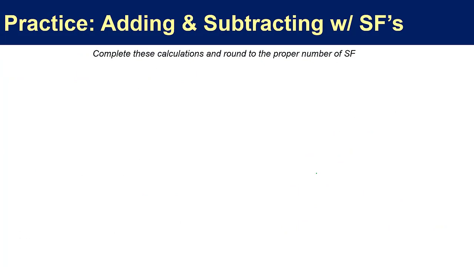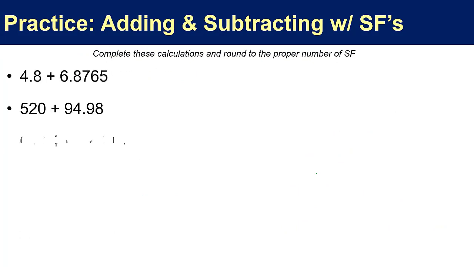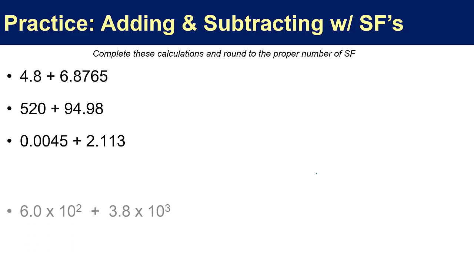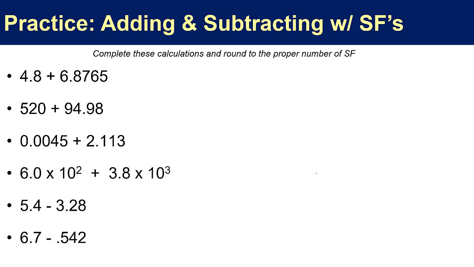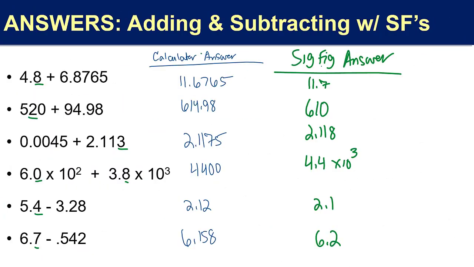So like we did before, here are some practice problems. Take these numbers that are here and apply the addition and subtraction rule and round your answers to the proper number of significant figures. Pause the video now and then unpause when you are ready to see if you are correct. Alrighty, if you did this correctly, it's the same sort of thing. We gave you the calculator answer there and gave the significant figured answer there.